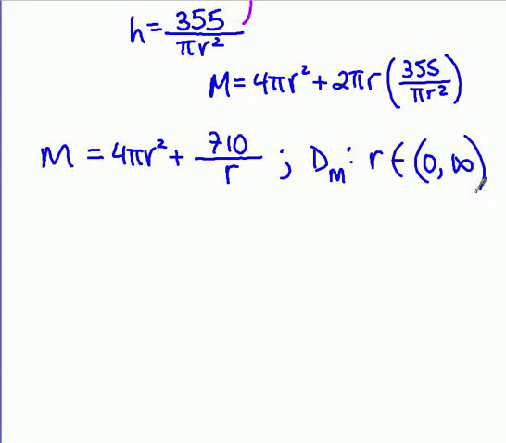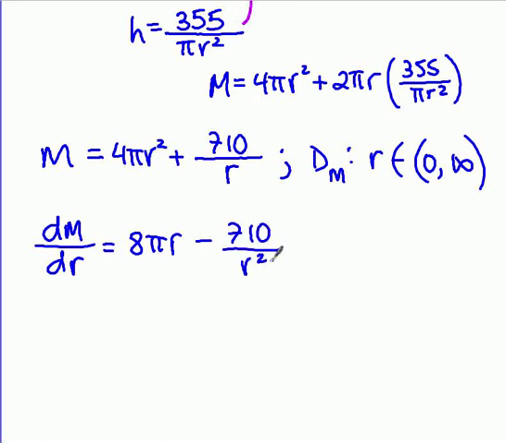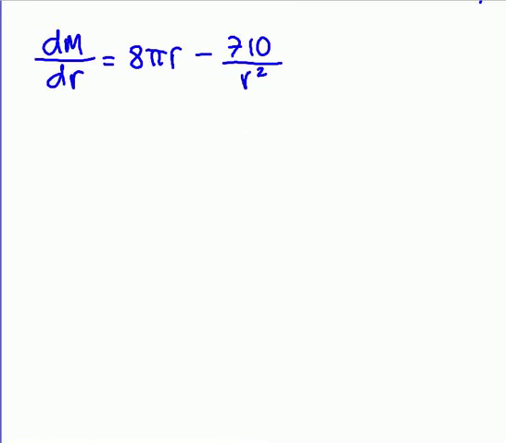mathematics. Now, we can take the derivative, and I'm going to take the derivative of m with respect to r. And this is going to be 8 pi r here. And the second part is going to be negative 710 over r squared from the Library of Basic Derivatives. And now we do the same thing that we always do. We want to see where does this exist and where does it equal 0.